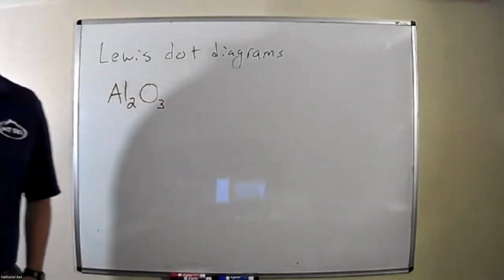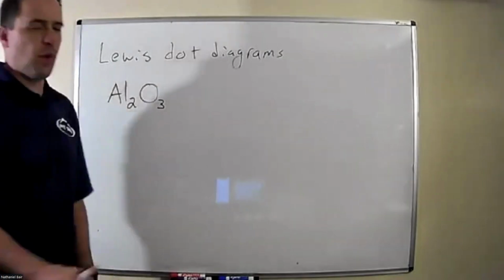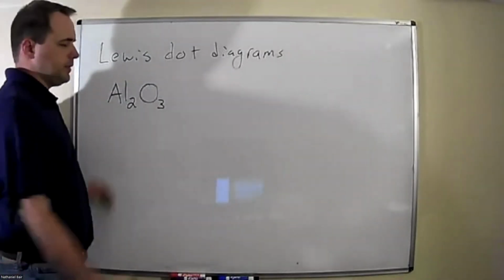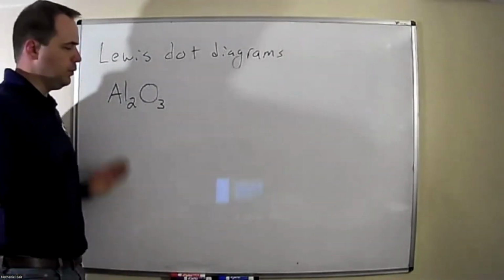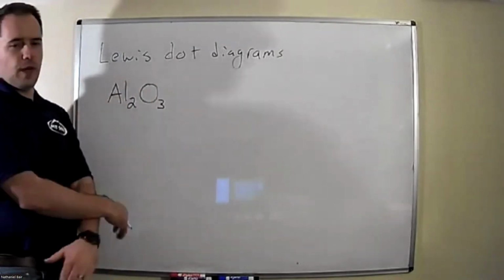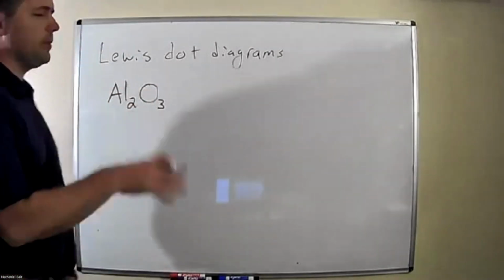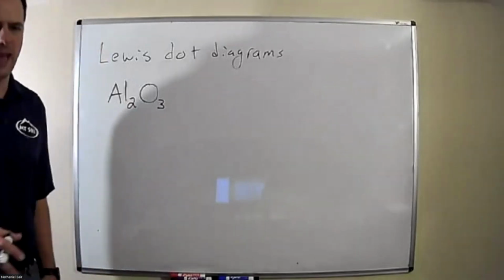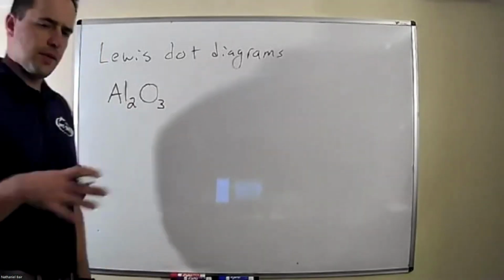Aluminum oxide, Al2O3. This is a swap and dropper. This was swapped and dropped, right? Aluminum's plus 3, oxygen's minus 2, so they swapped it and dropped it. Swap and dropper is the hardest to get. And it's all about how you set it up.